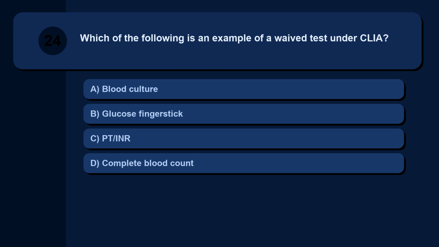Question 24. Which of the following is an example of a waived test under CLIA? Blood culture, glucose finger stick, PT/INR, complete blood count. Waived tests are simple with low risk of error. Glucose finger stick testing is CLIA waived, while blood cultures, PT/INR, and CBC are moderate or high complexity.